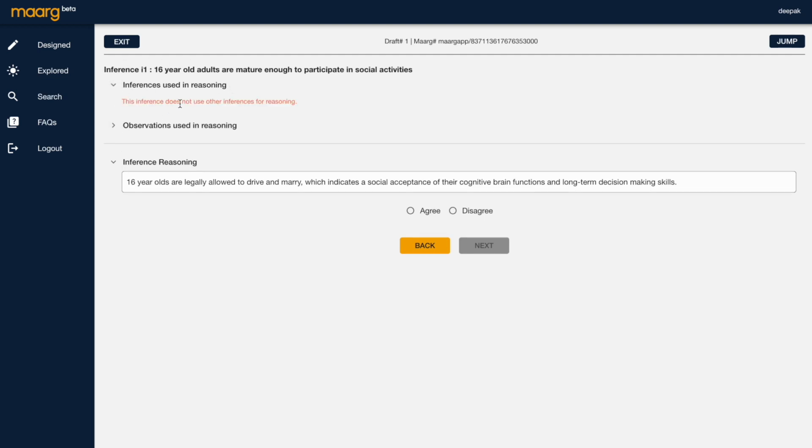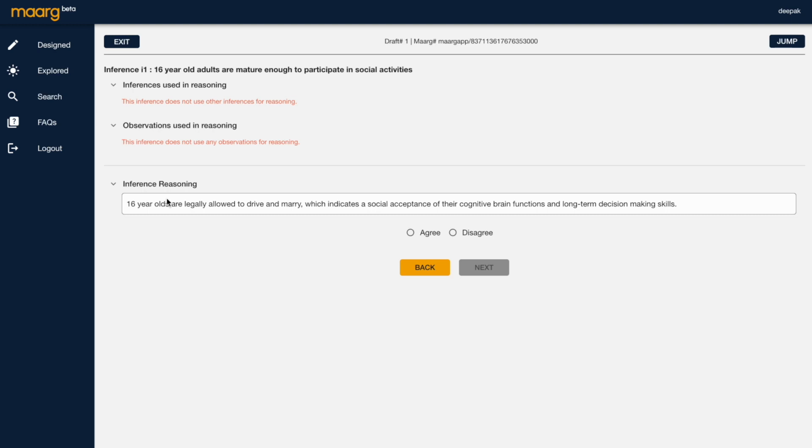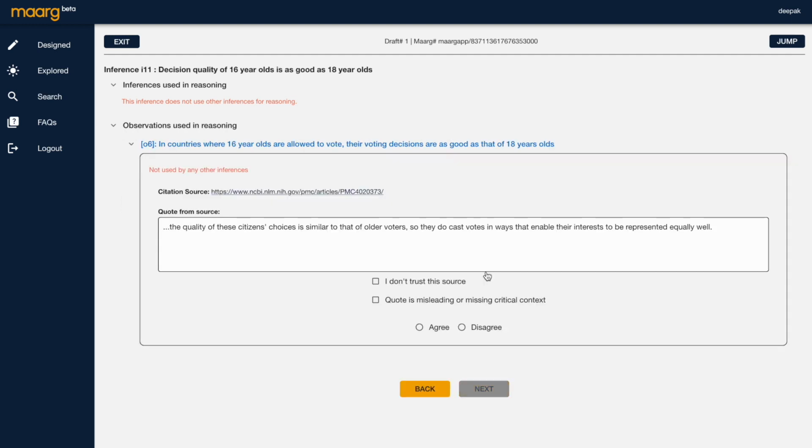The first inference itself does not rely on other inferences, but the reasoning says that 16-year-olds are legally allowed to drive and marry, which indicates a social acceptance of their cognitive brain functions and long-term decision-making skills. Now, you may agree or disagree. Let's say I'm not convinced that 16-year-olds are mature enough to participate in social activities. Let's say, even after the reasoning, I disagree, and we move on.